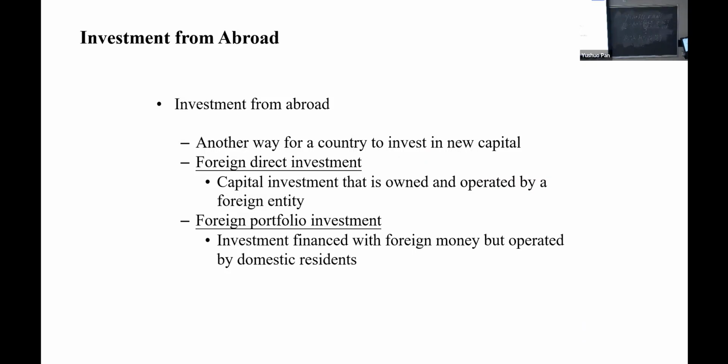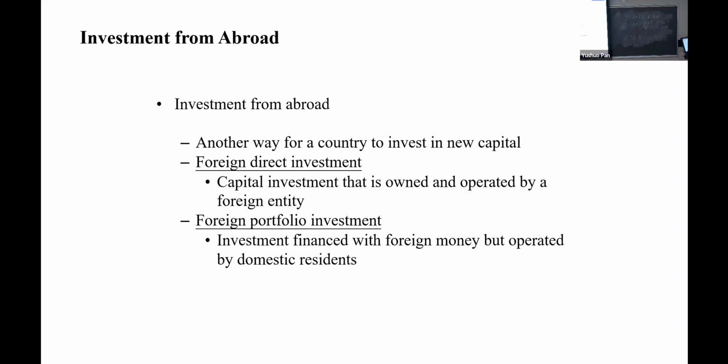So, except the investment within the country, that the government could encourage citizens to save more, to invest more, and have future higher productivity. Except the domestic investment, the investment also could come from the other countries, from abroad. Another way for a country to invest in a new capital, two ways. The first is foreign direct investment, which is the capital investment that is owned and operated by a foreign entity. Like for a foreign company, if that company wants to build a new factory in Mexico, that would be the direct investment. Build, buy, no matter rent or buy a new plant and build a new assembly line and build new cars over there.